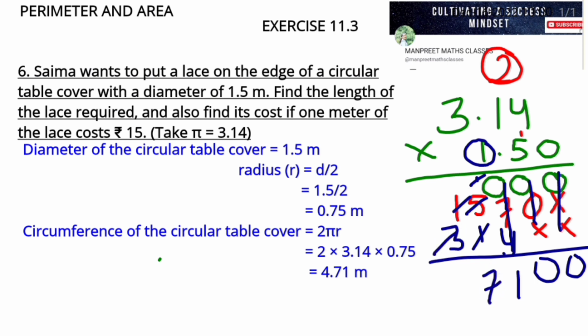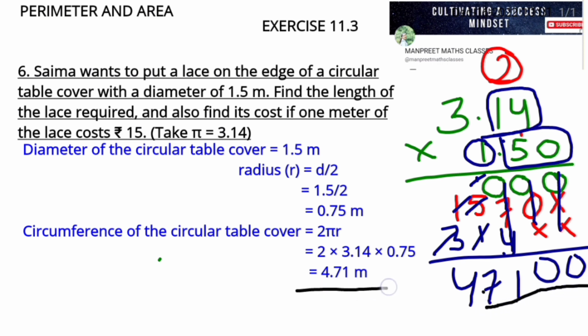3 plus 1, 4. Now how many numbers are we having on the right hand side of the decimal? See, 2 numbers are here in 3.14 and 2 numbers are here in 1.50. That is a total of 4 numbers. So we'll count 4 digits from the right hand side to put the decimal. So let's do it. 1, 2, 3, 4. So our decimal will come after 4. So 4.71 meter is our answer.